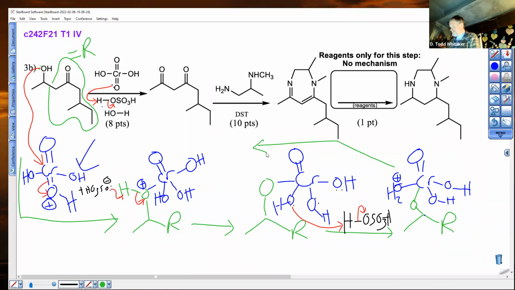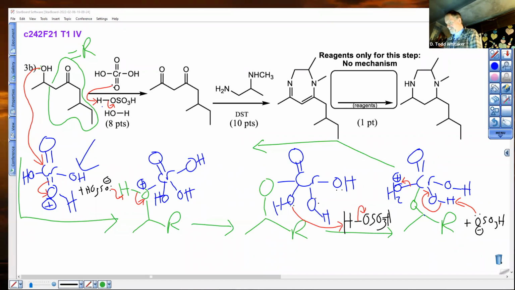Chromate ester. And what you do is you take your base, which you just made, OSO3H negative. Don't forget the anion. Grab H, make pi, leaving group leaves. That's a dehydration, which is a form of elimination.